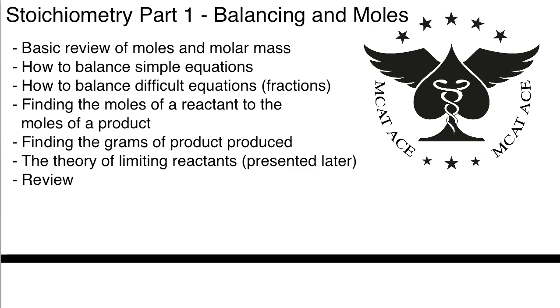All right. So then we will talk about finding the moles of a reactant to the moles of a product, and that was, like I was mentioning, the X to Z sort of thing. And then we'll find the grams of product that would actually be produced in that case. And both of these are very similar to limiting reactants, and we'll talk about what that means afterwards.